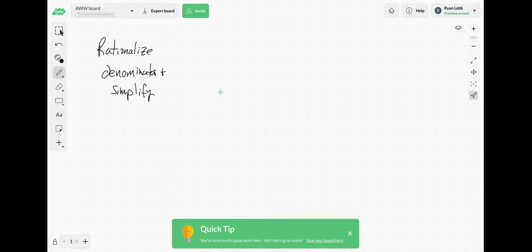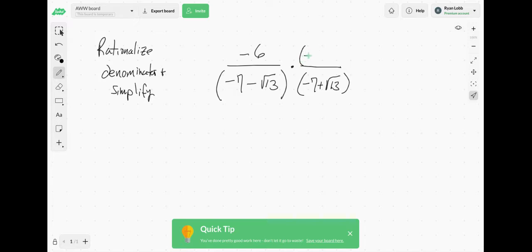All right, so here we got -6 over -7 minus the square root of 13. So we want to get rid of the square root of 13. We want to rationalize that. It's an irrational number right now. Since we have two terms down here, we multiply by -7 plus the square root of 13, numerator and denominator.